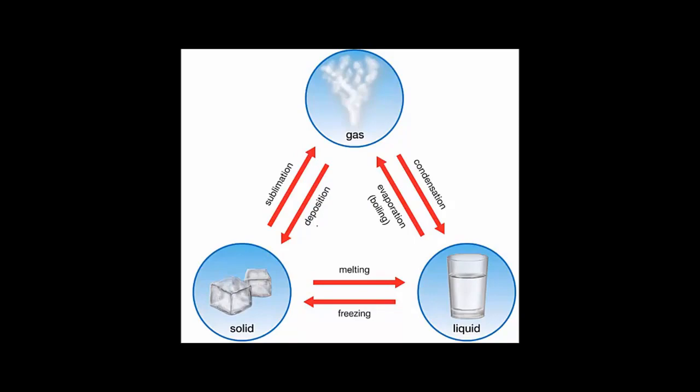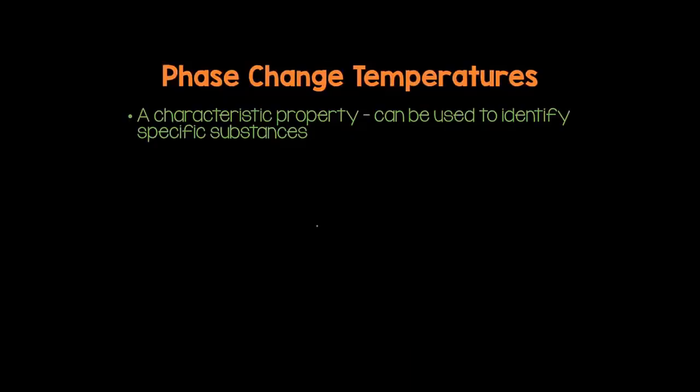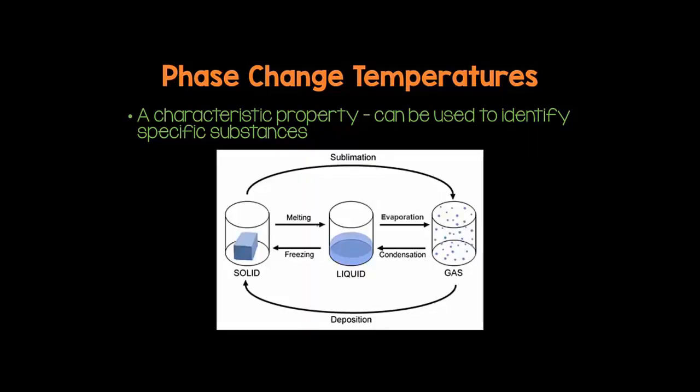So we learned in an earlier lesson that states of matter are a non-characteristic property of matter. In other words, you cannot identify a substance just by looking at its state of matter. But there is an element of states of matter that is a characteristic property of matter, and that is the temperature at which a specific substance changes state. So here's an example. Water freezes at 0 degrees Celsius. That's the freezing point of water. Only water freezes at this temperature.